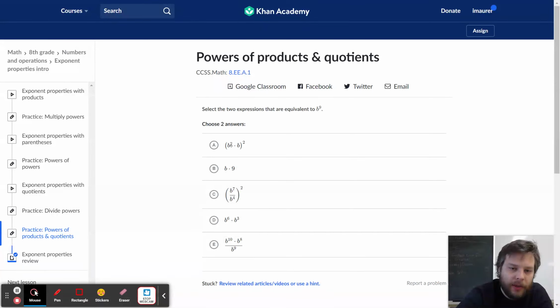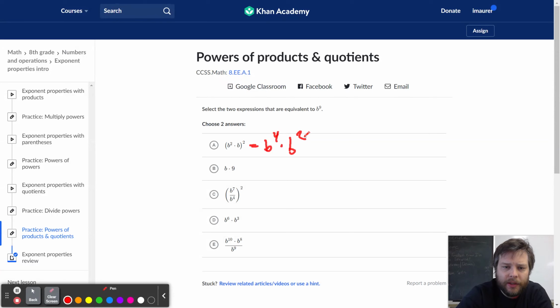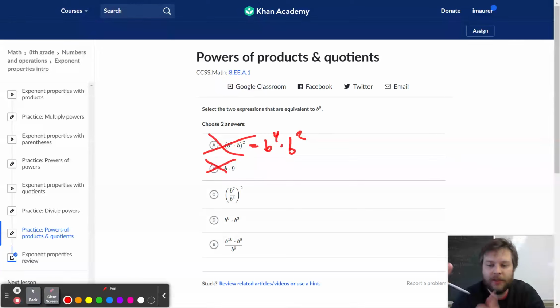So when I look at this one here, part A, I could rewrite this as b to the 4th times b squared. Is that equal to b to the 9th? Nope. There's only 6 b's there. When I look at b times 9, that's different than b to the 9th. B to the 9th means b times b times b times b times b times b times b times b times b. It's different than b times 9.